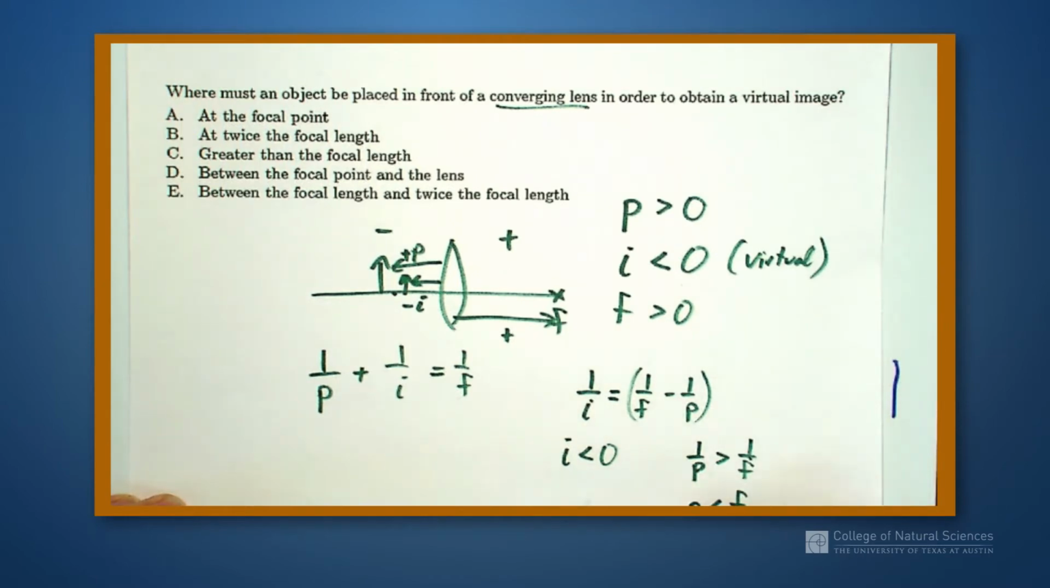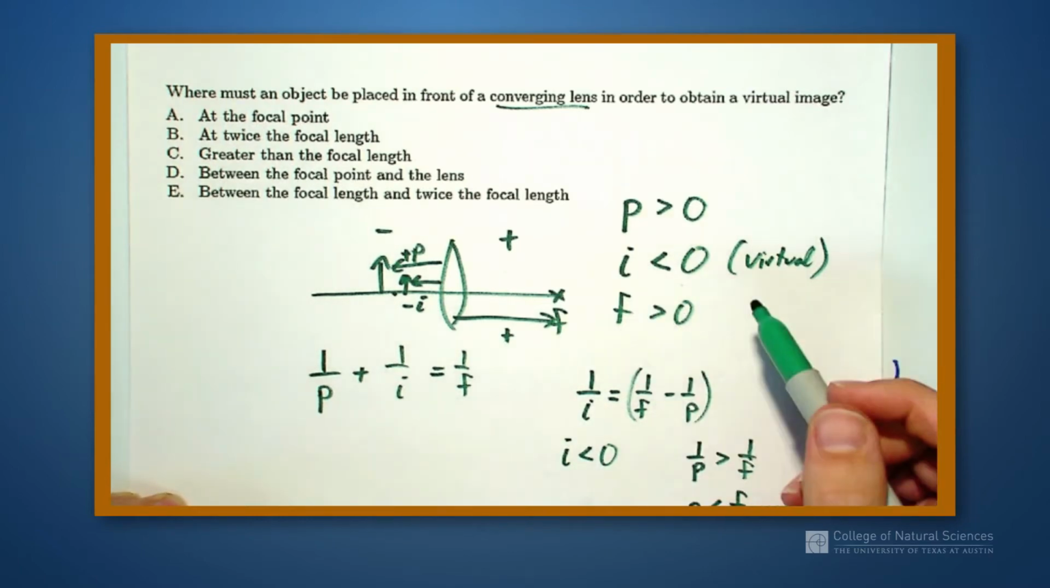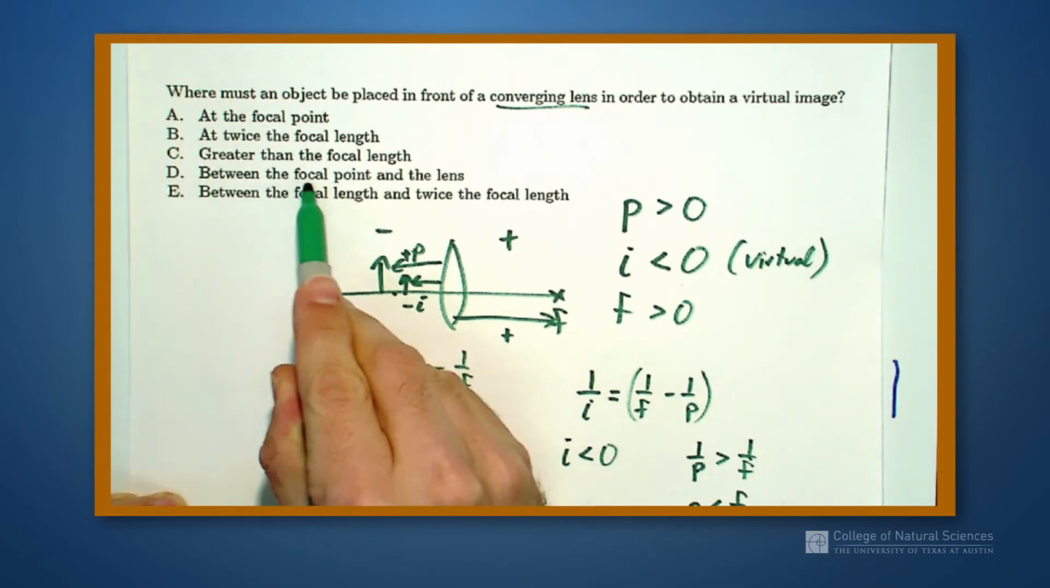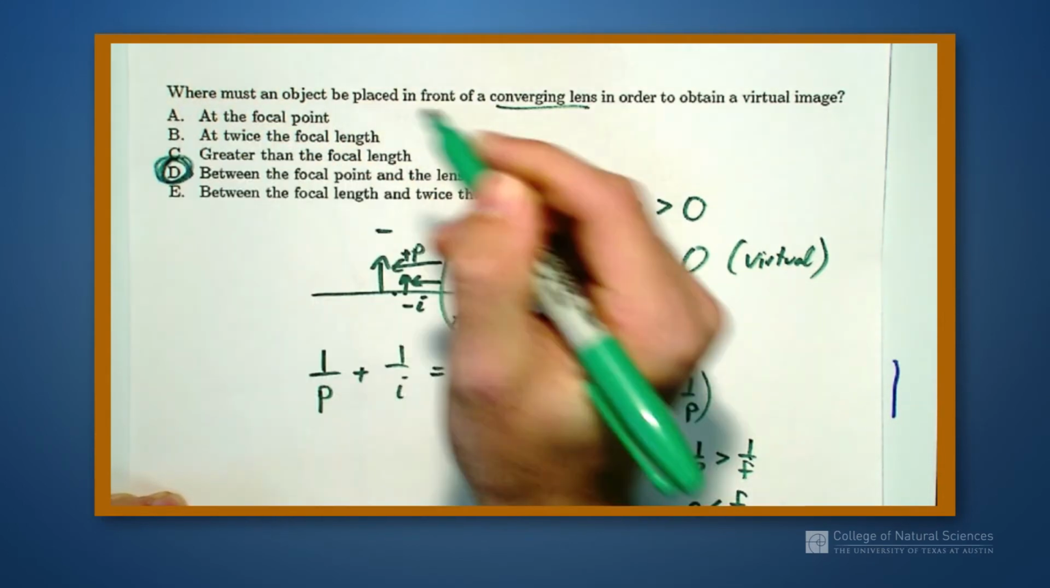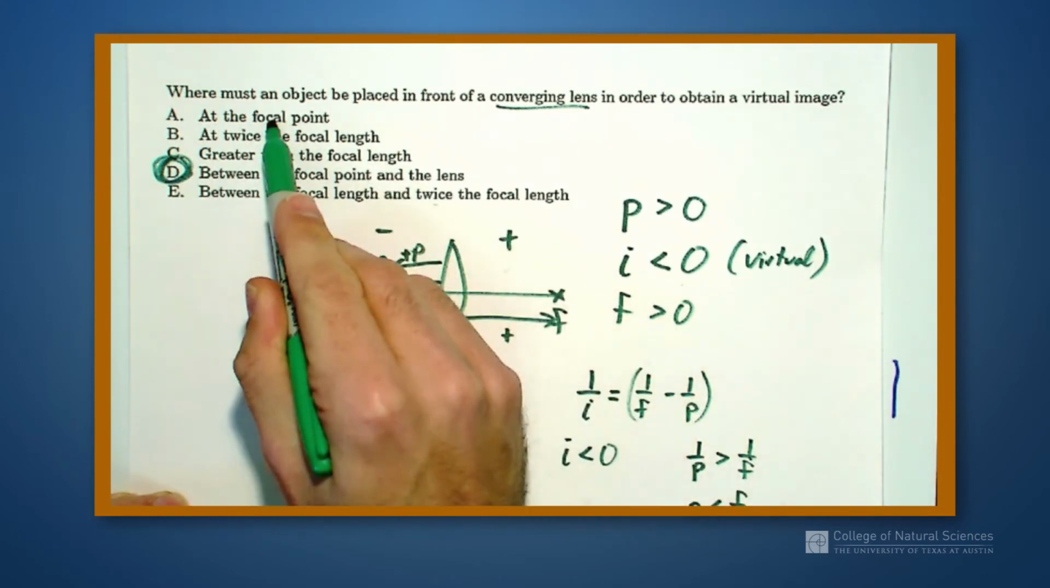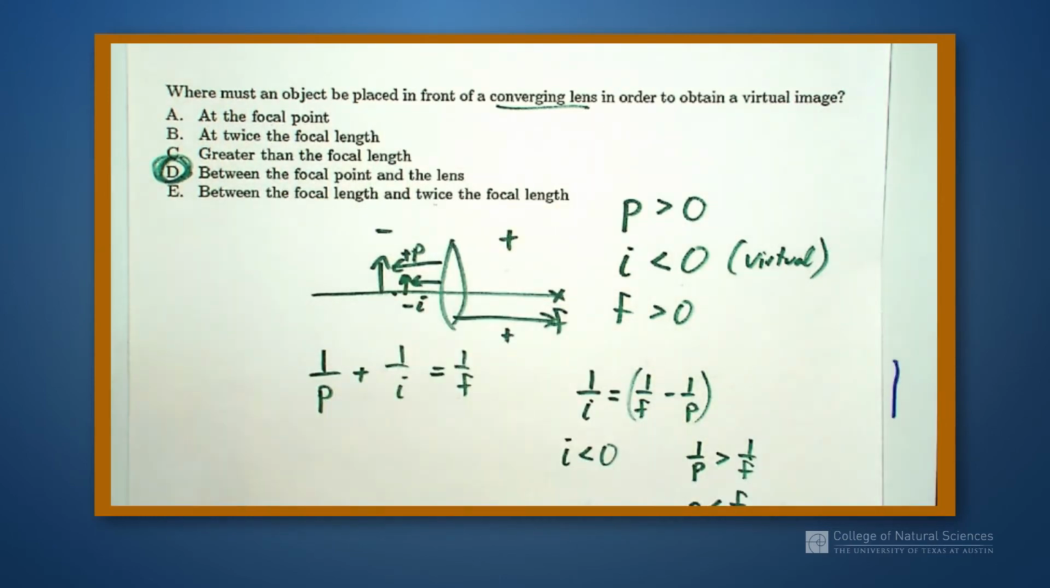And if you don't believe me on that, you can throw in a couple numbers. So 1 over 3 compared to 1 over 2, actually 1 over 2 compared to 1 over 3, 2 and 3. You'll see that it actually works out every time. So we need to be between the lens and the focal point. Has to be smaller than the focal point. We're not at twice the focal point. We're not at the focal point. We have to be shorter than the focal point.